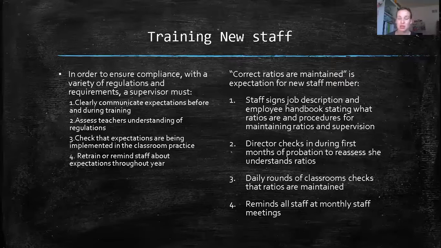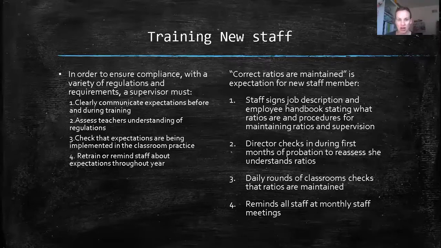Typically after doing running scenarios, maybe in the office, I would take them out and literally show them, look, this is this weird, hard to supervise part of our playground. Somebody always needs to be standing back there because it's so many odd parts, like a trapezoid in the middle of the playground. And then for assessing their understanding, I would check in during the first couple months of probation to reassess that she understands what her ratios are in the classroom and she's not having any difficulty with any children or parts of the classroom.